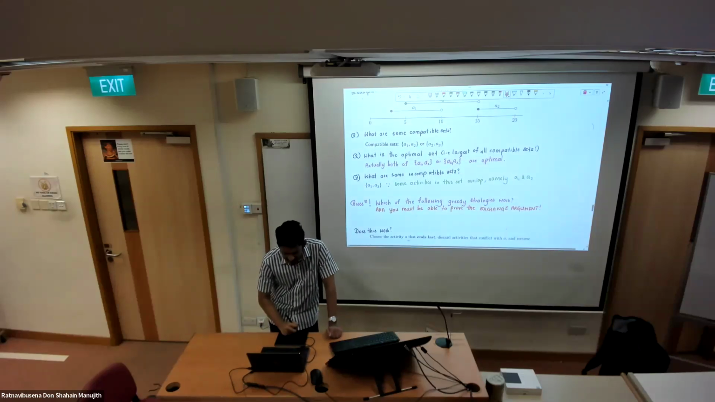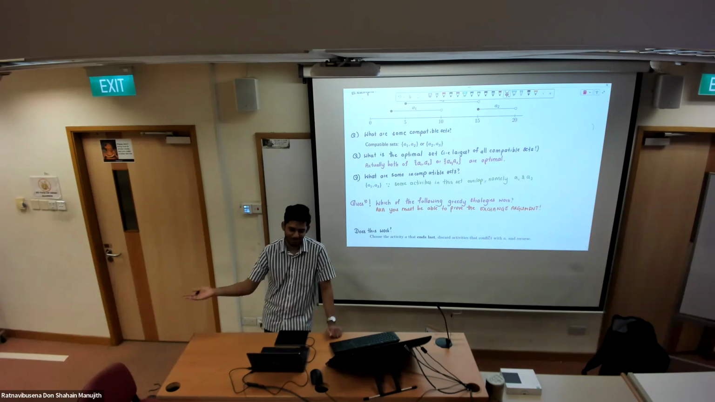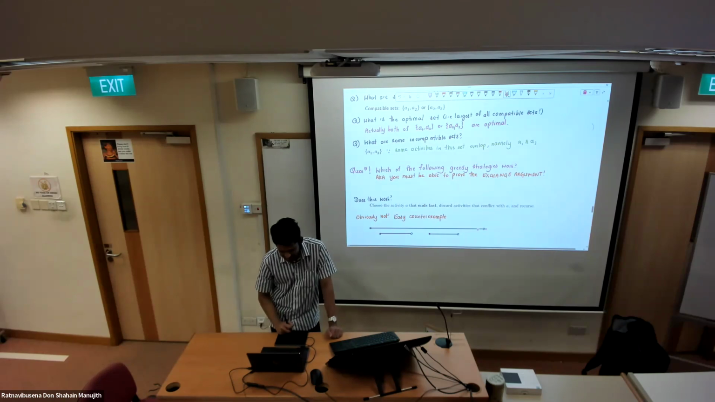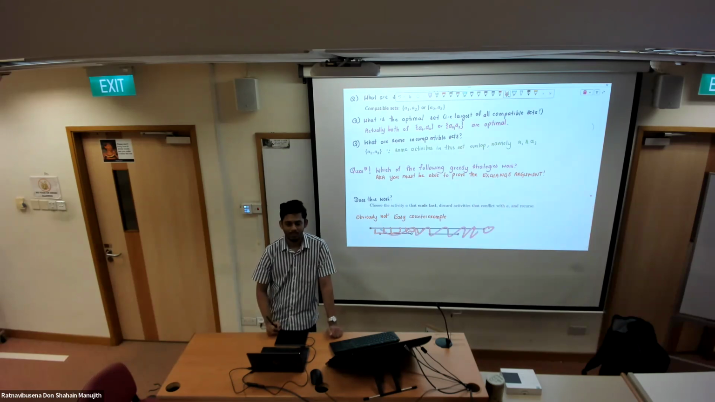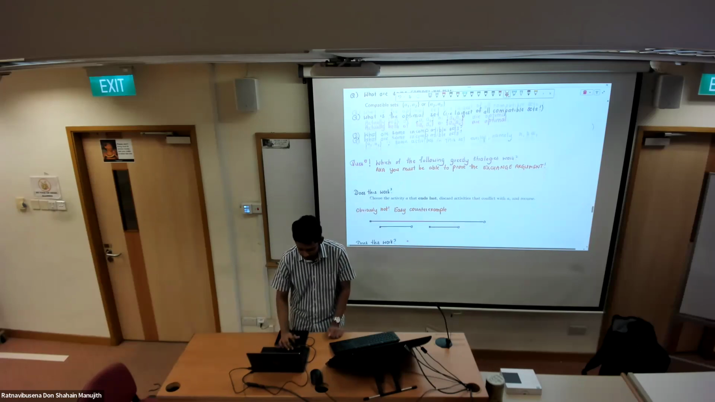Choose the activity that ends last. Discard activities that conflict with A and recurse. Can this possibly lead to the optimal solution? No. Because why? It's very easy, right? Here you have one activity that ends last, but you have many sub activities within this interval. If you choose this one, you have to cancel all the other small activities, whereas you can choose all the small activities that lie within that activity, and you can get more.